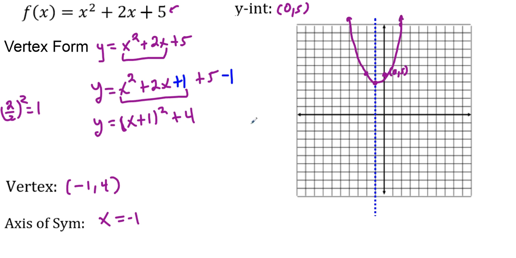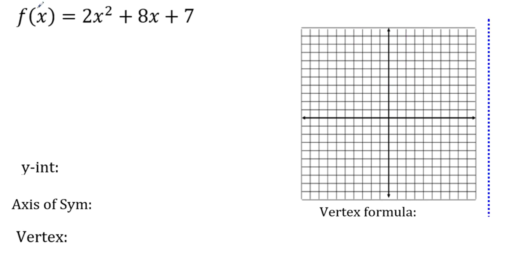Okay. Let's go ahead and take a look at our next example. So this one is going to be quite a bit different in that we have y is equal to 2x squared plus 8x plus 7. And I got a y-intercept of 7. 1, 2, 3, 4, 5, 6, 7. All right. I should have put that one in before.